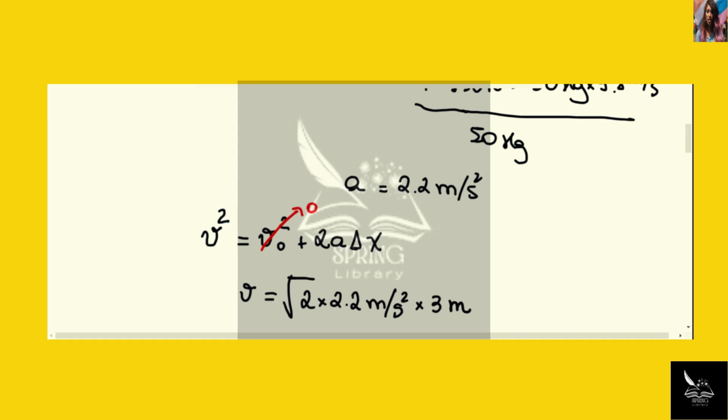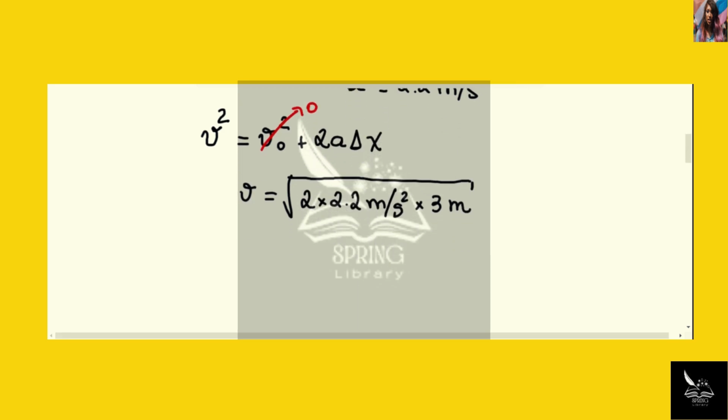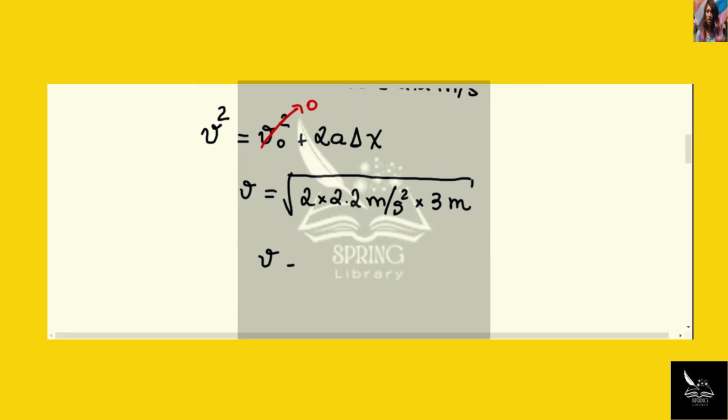So we want to know the speed of the block after it rises 3 meters. So v is equal to 3.63 meters per second, which concludes our exercise.